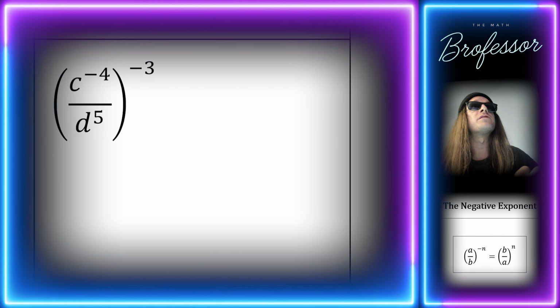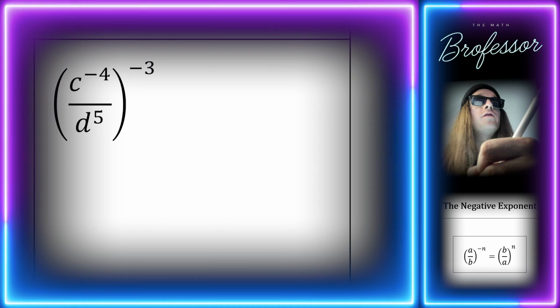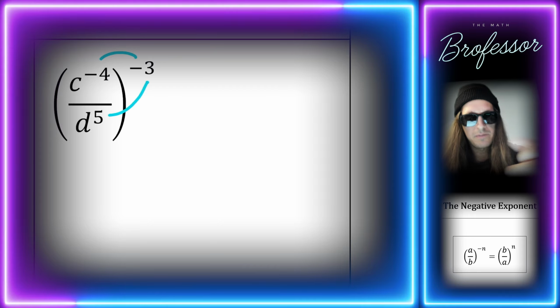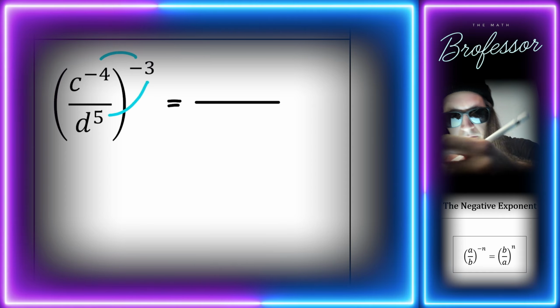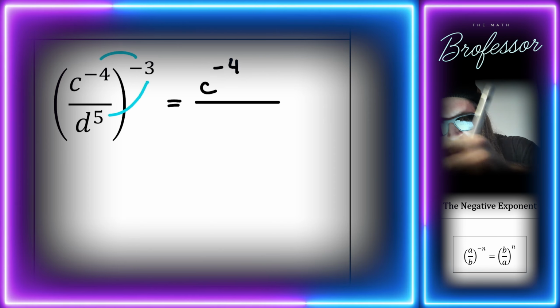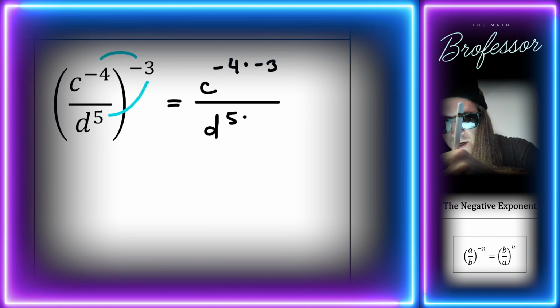Here we go. This is fun. There's a couple different ways you could do this. You could, if you wanted, right away, distribute this exponent. So I'm going to do it a little bit differently than the last two so you get some perspective here. But how would this work? This would be c to the -4 times -3, d to the 5 times -3.